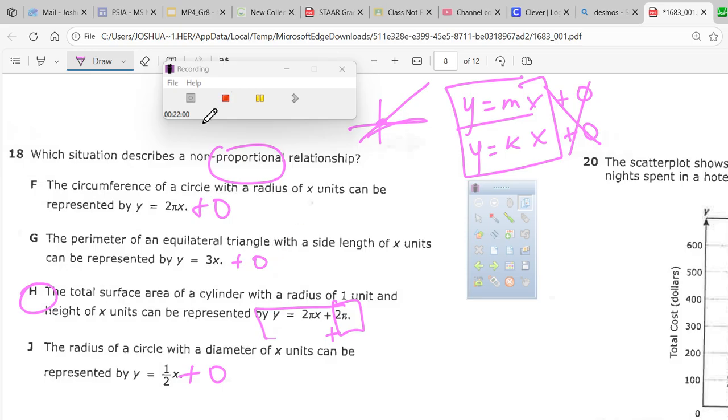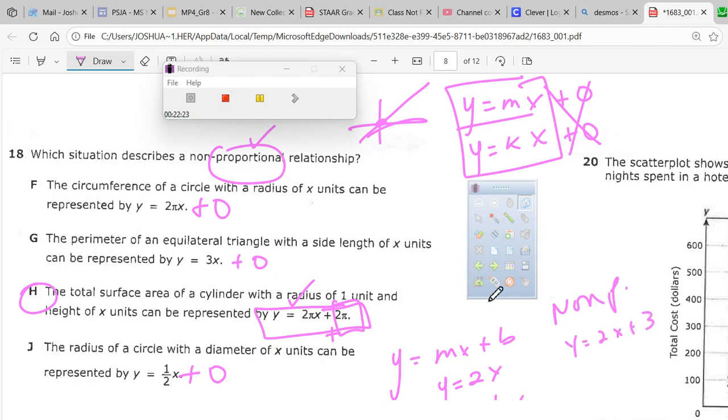And they're looking for that one, non-proportional. So there's my non-proportional idea. Again, it's just, real quick, y equals mx plus b. I'll give an example of proportional: y equals 2x, y equals 1/2 x. Those are proportional. Non-proportional would be y equals 2x plus 3, y equals 6x plus 7. Something like this, where it has a plus or minus here. That makes it non-proportional. And that's what they're looking for, non-proportional.